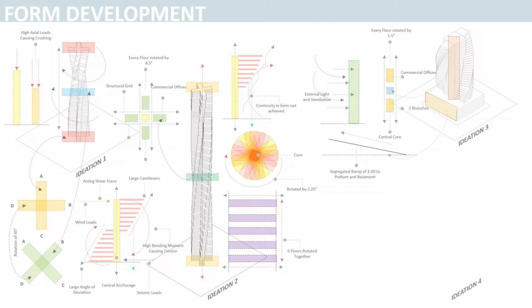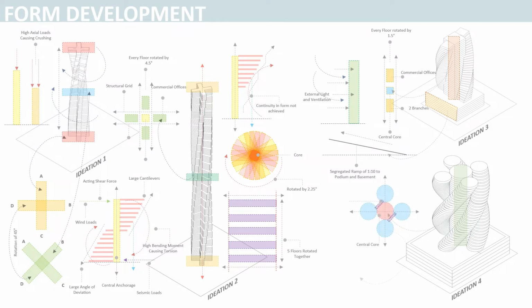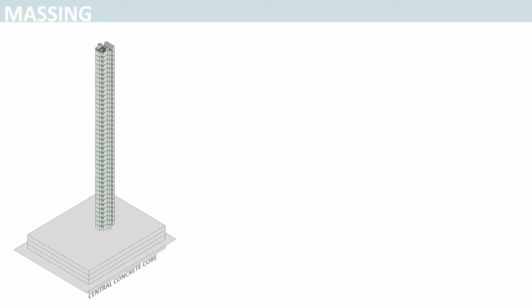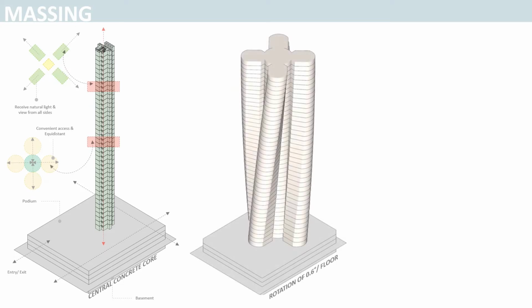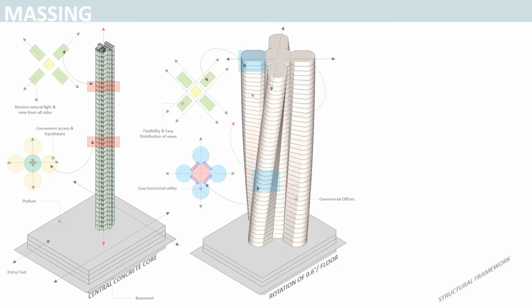The fourth and the final ideation comprises 4 separate branches revolving around a central cylindrical core, wherein each floor rotates by an angle of 0.75 degrees. From these 4 ideations, the inference procured is that the smaller the magnitude of rotation of each floor or a set of floors, the more stable the skeletal system of the structure stands. Floor plates rotating in a continuous progression around a stable central core provide the most scope for a structure to be stable.